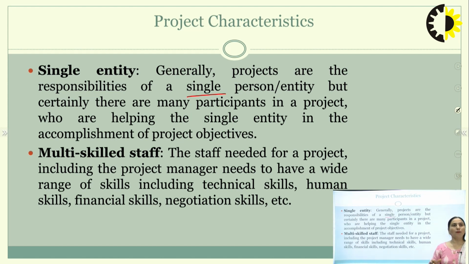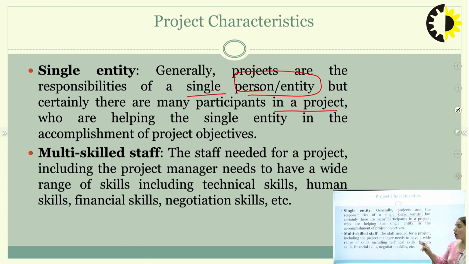So generally or majorly we are saying that it is the responsibility of a single person. But again, we can say that it is practically not possible to attain the complete objective by a single person if we are talking about a big type of project. So that simply means that there can be different types of participants in the project who are going to help that particular single entity so that he or she will be able to attain the objective in the definite period, in the definite cost.